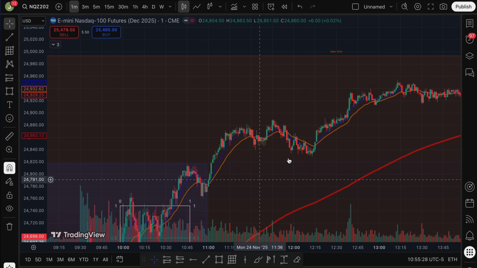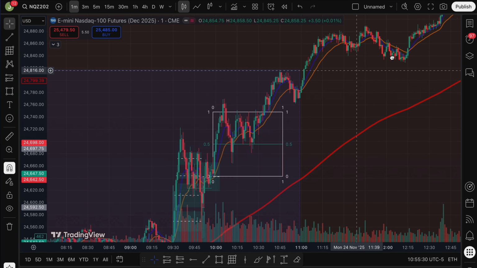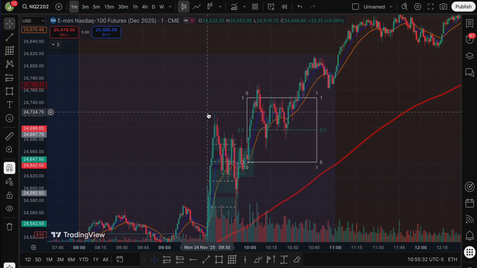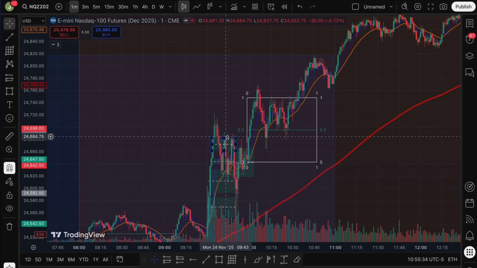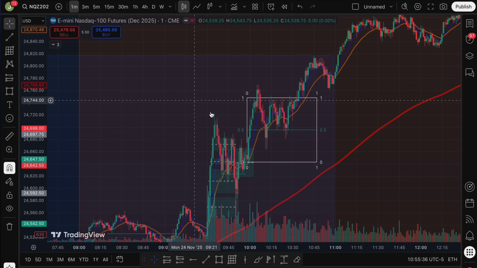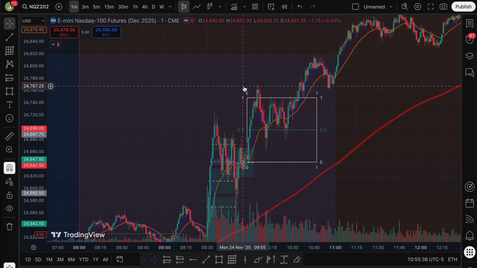And you can see that it continued going up. It went really, really up. But you could have put your first take profit here, or your first take profit here, and second take profit here.